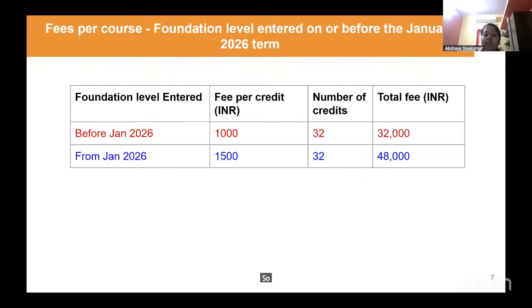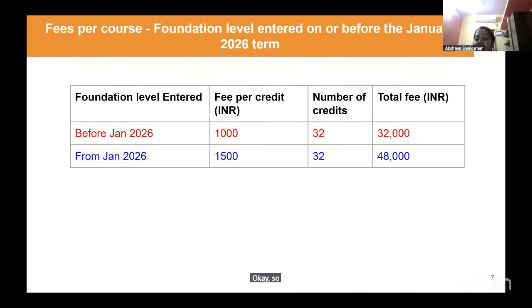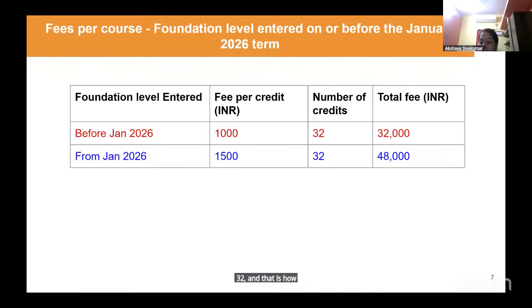Now, for the students who have entered from Jan 2026 onwards, that is the 26 F1 and 26 F2 email IDs or batches, the fee per credit is rupees 1500. The number of credits for the foundation will be 32. Why? Because every course is 4 credits and we have 8 courses. So 8 fours are 32, and that is how you will be doing the calculation.